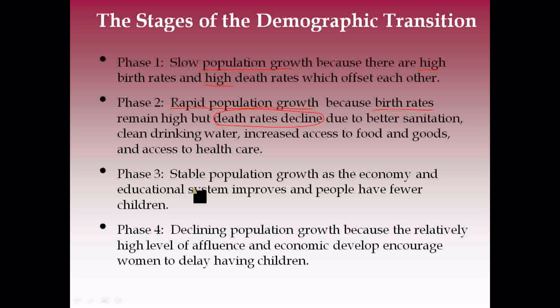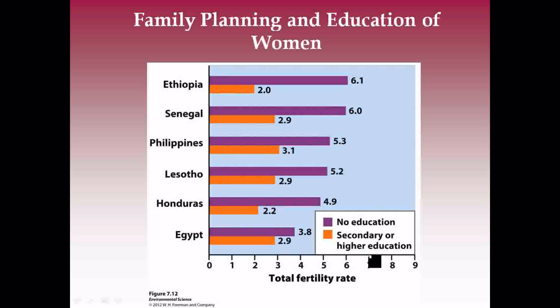In phase 3, this is the phase that we're probably in now, stable population growth as the economy and educational systems improve. And, as we saw, there's a continuing drop in birth rates and still low death rates. And then in phase 4, we actually see a declining population growth because high affluence, high economic development encourages women to delay having children. So there are your stages in the theory of demographic transition.